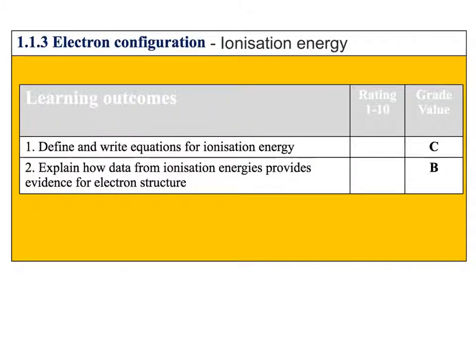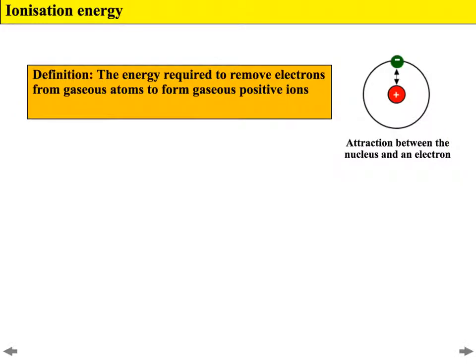So this video is on ionization energy. We're going to look at defining and writing equations for ionization energy and explaining how data from ionization energies provides evidence for electronic structure. So the general definition for ionization energy is the energy required to remove electrons from gaseous atoms to form gaseous positive ions.